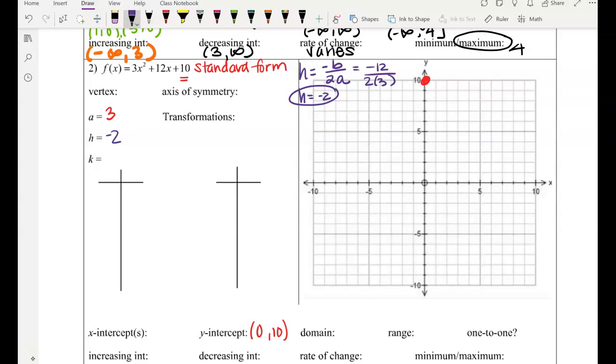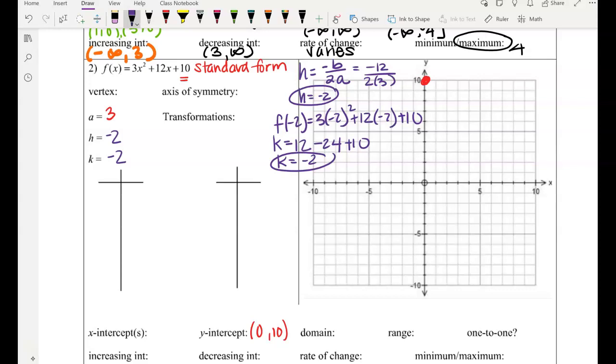We are going to need to plug that in to get your k value, aka the y value. So f of negative 2 is going to be 3 times negative 2 quantity squared plus 12 times negative 2 and then plus 10. So this is your k value, okay, guys? Negative 2 squared is going to be 4. 4 times 3 is 12. Negative 2 times 12, that's going to be negative 24. Drop down the 10. So k will give us 12 minus 24, which is negative 12. Negative 12 plus 10 is going to be a negative 2. So negative 2. Oh, h and k are exactly the same. All right.